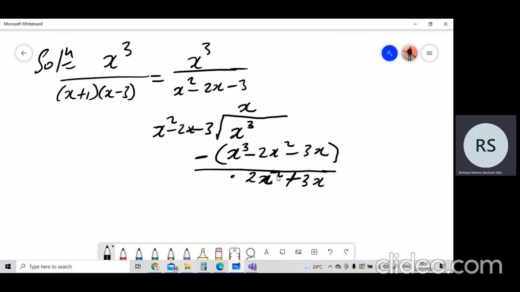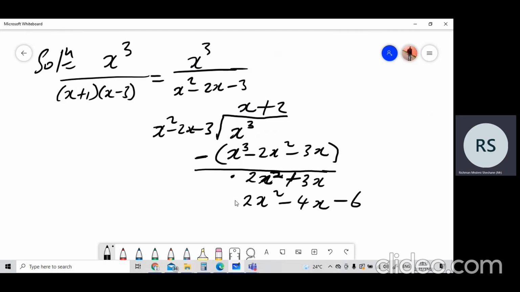So this is 2x squared. 2x squared divided by x squared, we only consider the highest powers, is 2. And then you know the rules. With this number that you get here, you multiply everything here. So 2 times x squared is 2x squared. 2 times minus 2x is minus 4x. And 2 times minus 3 is minus 6.